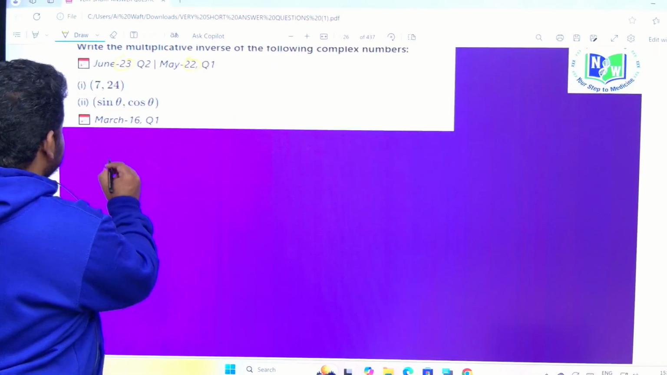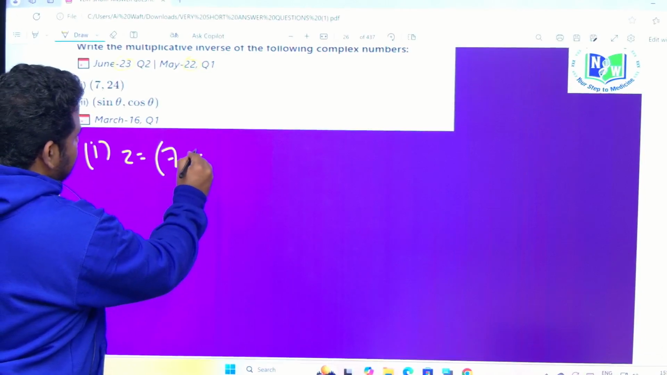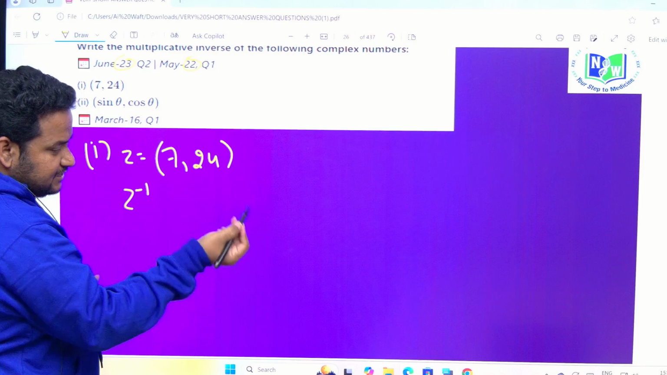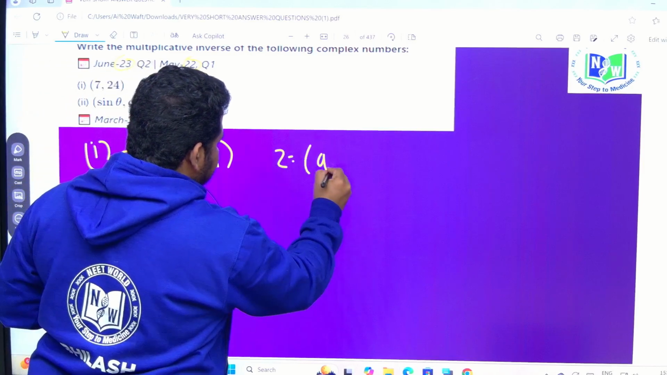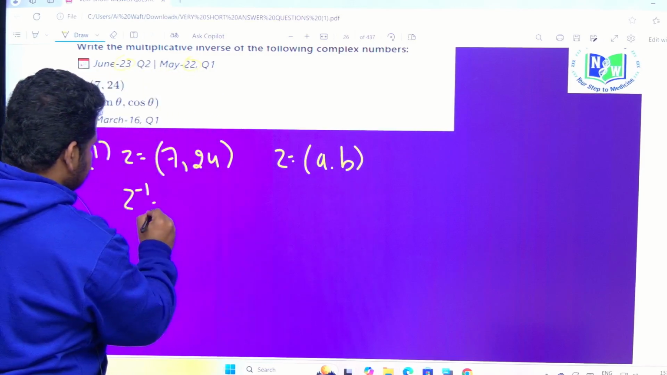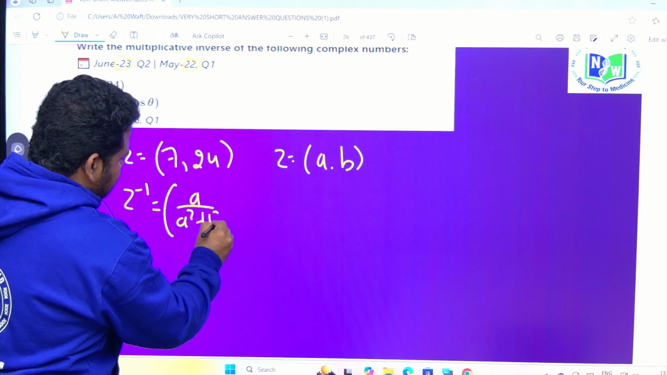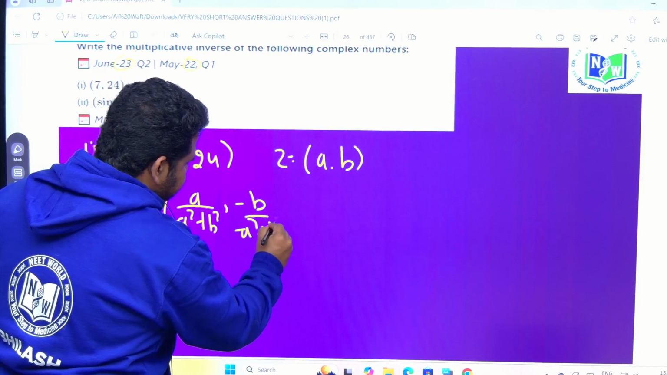So, they have given what? One is z is equal to (7, 24). Find the multiplicative inverse, z inverse. Suppose z is equal to a plus ib or (a, b). Then z inverse, like I told you, will be equal to (a by a square plus b square, minus b by a square plus b square).